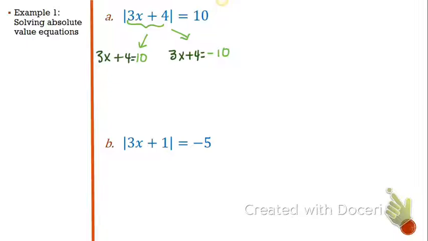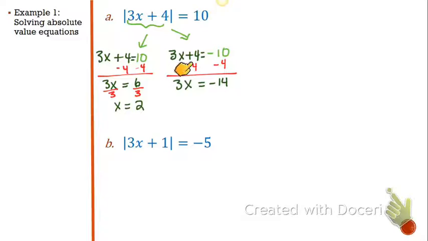So don't forget about inverse operations. So we're going to take away 4 on both sides. So we get 3x equals 6. And now we can divide both sides by 3. So x equals 2. Now I'm going to do the same thing on the other side. So by subtracting 4 on both sides and then dividing by 3, we get, this cancels out, x equals -14/3.